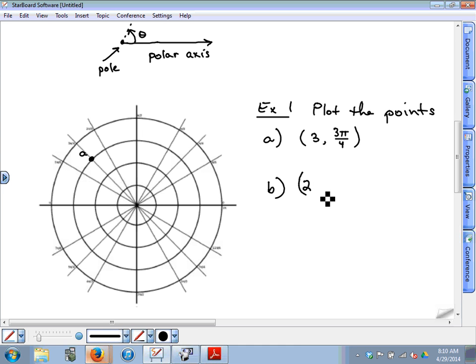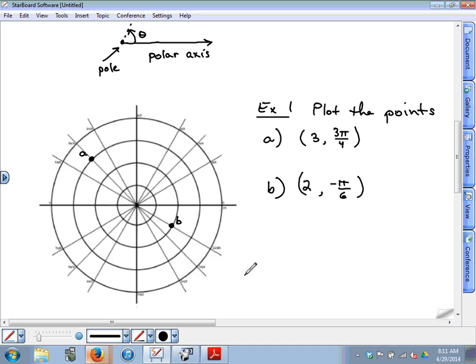Let's do this one: (2, -π/6). Now these angle measures happen to be in radians. It doesn't have to be in radians. They also could be in degrees, but we're sticking here with radians. So if the first number is a 2, that means we're going to the second circle out, because that's 2 units away. Negative π/6 is right here, going in the negative direction. So this would be point B.